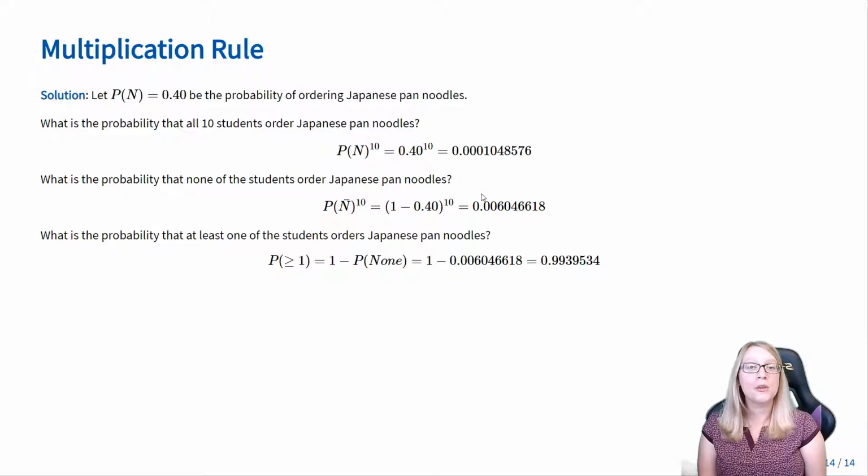So in the next video, we'll talk a little bit more about conditional probability and how to find conditional probabilities in more complex situations using Bayes' rule.